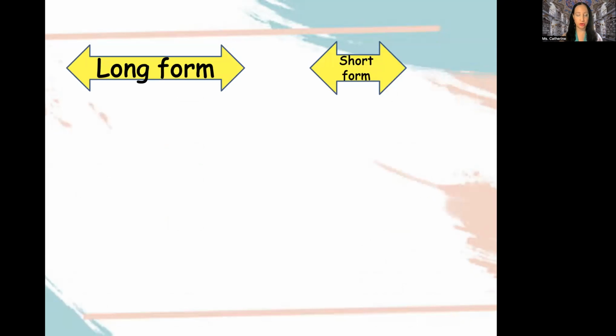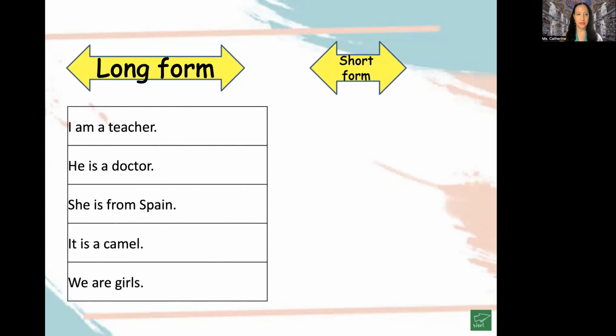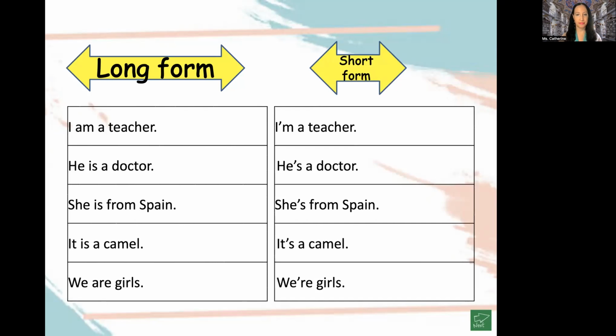More long form to short form. Okay. If I'm going to change I am a teacher, what would be the short form? I'm a teacher, right? What about he's a doctor? I gave that one too, didn't I? I said he's a doctor. He is a doctor. He's a doctor.